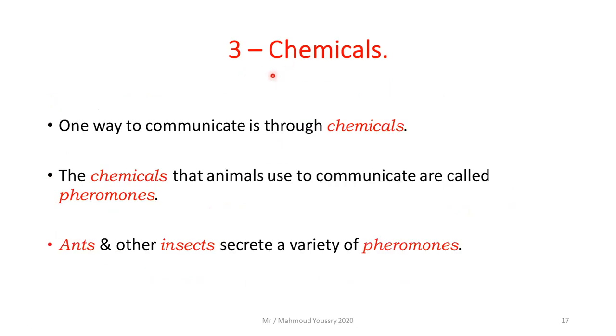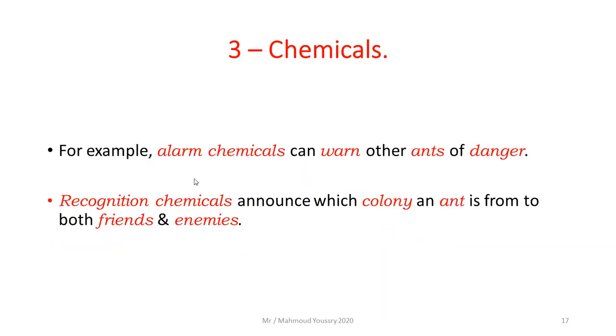Then we reach the third way to communicate between animals. This is by chemicals. The chemicals that animals use to communicate are called pheromones. Ants and other insects secrete a variety of pheromones. For example, alarm chemicals can warn other ants of danger.